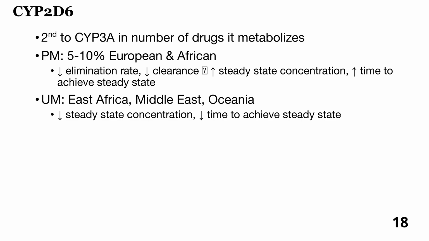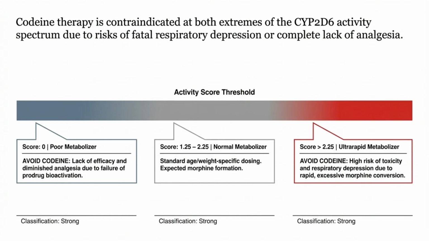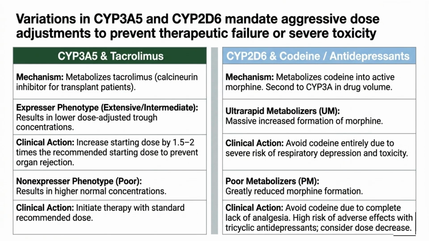CYP2D6 is second to CYP3A in the number of drugs it metabolizes. Poor metabolizers, common in European and African populations, have decreased clearance and increased steady-state concentration. Ultra-rapid metabolizers show the opposite effect. Codeine therapy is contraindicated for both poor and ultra-rapid metabolizers of CYP2D6 due to risks of fatal respiratory depression or lack of analgesia, as shown by the activity score thresholds.